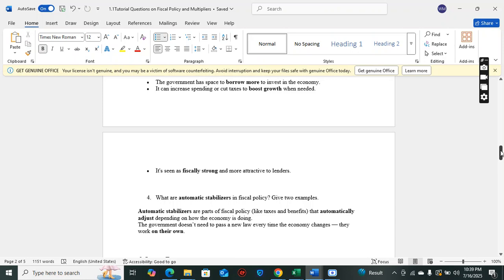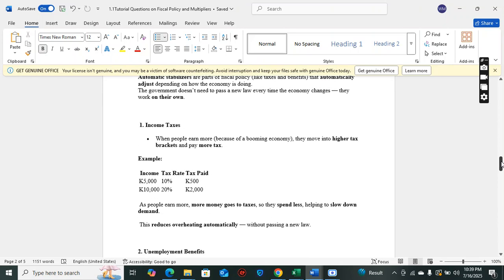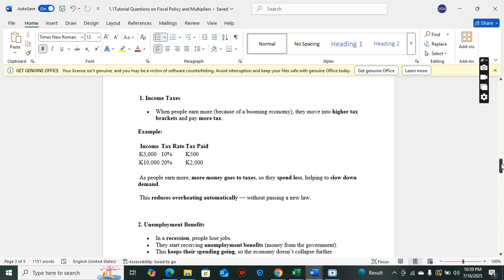Okay, so these automatic stabilizers in fiscal policy, what we mean is basically government doesn't need to take any action should the conditions of the economy change. Government doesn't need to take any actions. They'll just let these work automatically. All right. So I'm going to give you some examples of these automatic stabilizers.